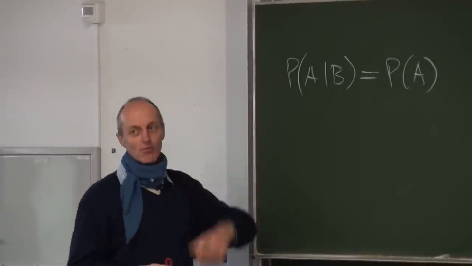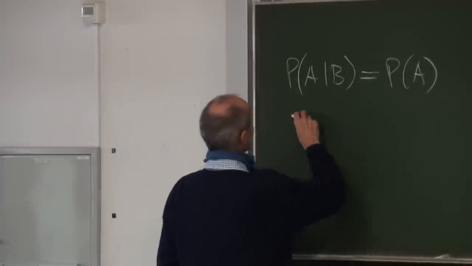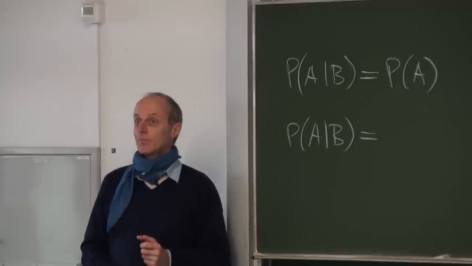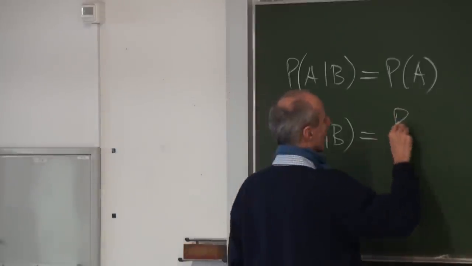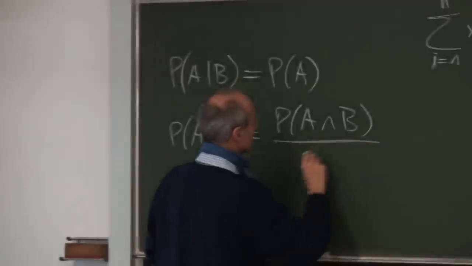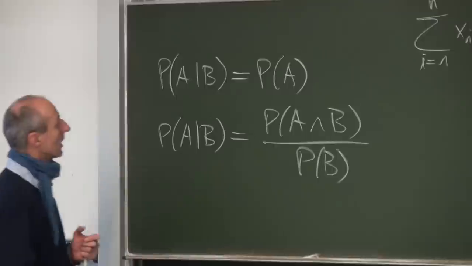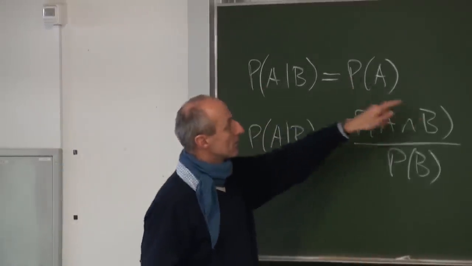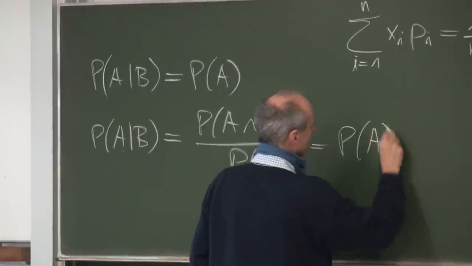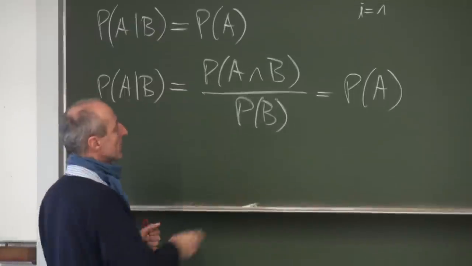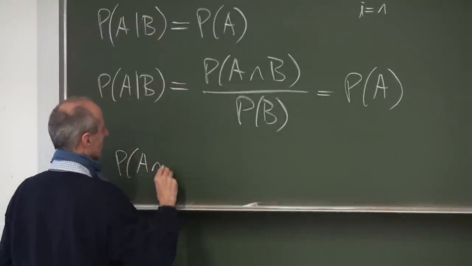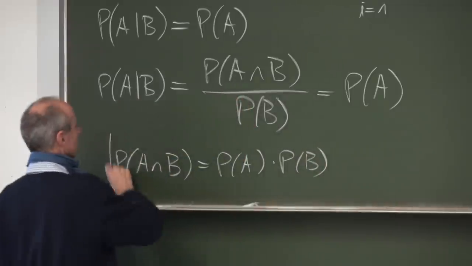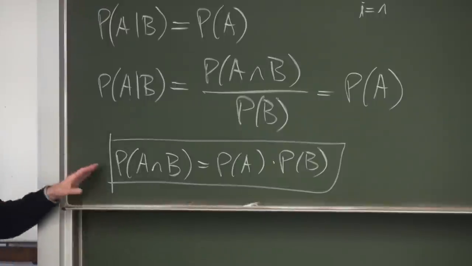Okay. But that's actually not the formula I wanted to see. Yeah? But now, what is the definition of P of A given B? Yes. Divided by P of B. Okay? And now you see on the left-hand side we have the same thing twice. So we can put this equal to this here, P of A. Okay? So that was easy. And now we bring this to the right-hand side and now we have P of A and B is equal to P of A times P of B. You have to know this by heart.